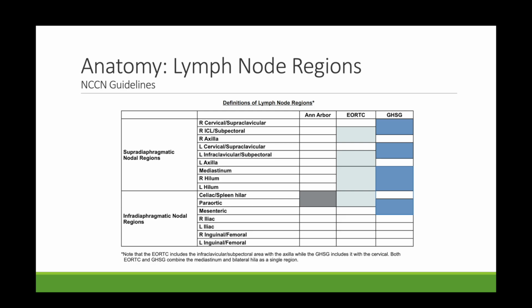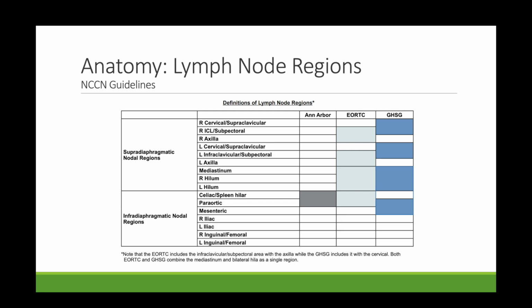So the point I'm trying to make is that if you have an infraclav node, an axillary node, and then say a mediastinal node, by German criteria, that would be considered 3 lymph node regions, making the patient unfavorable early stage. By EORTC criteria, that would actually just be considered 2 lymph node regions. And even if they had 3 lymph node regions, by the EORTC criteria, they would still be considered favorable.